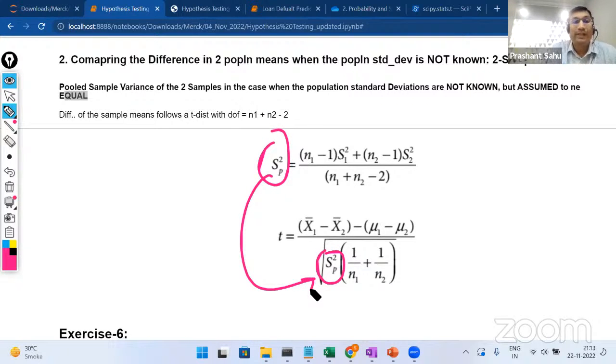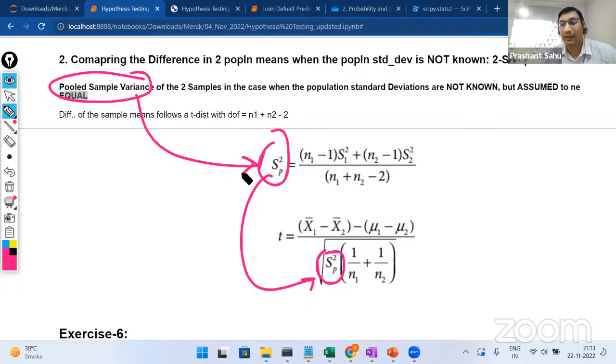So this is a pooled sample variance. Pooled sample variance is this. So what is S1 and S2? These are the sample variances, S1 square and S2 square. Can you see? These are the sample variances.